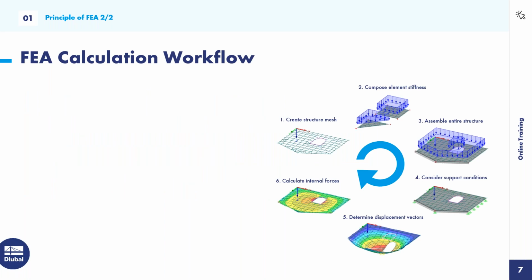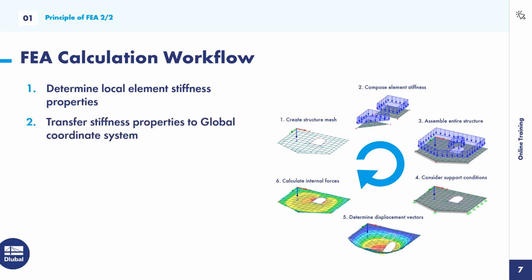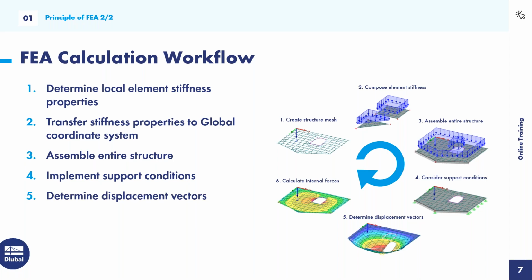The next thing to go over is the FEA calculation workflow. You can see on the right-hand side a workflow for how the calculation is done within the software. The first step is to determine the local element stiffness properties. The next step is to take those local stiffness properties and transfer them into the global coordinate system. Then the third step is to assemble the entire structure. Then the boundary conditions or supports are defined. These could consist of sliding, rigid, or hinge supports. Then the displacement vectors can be calculated by solving the system of equations like I mentioned before. And then lastly, the support forces and internal forces can be determined.